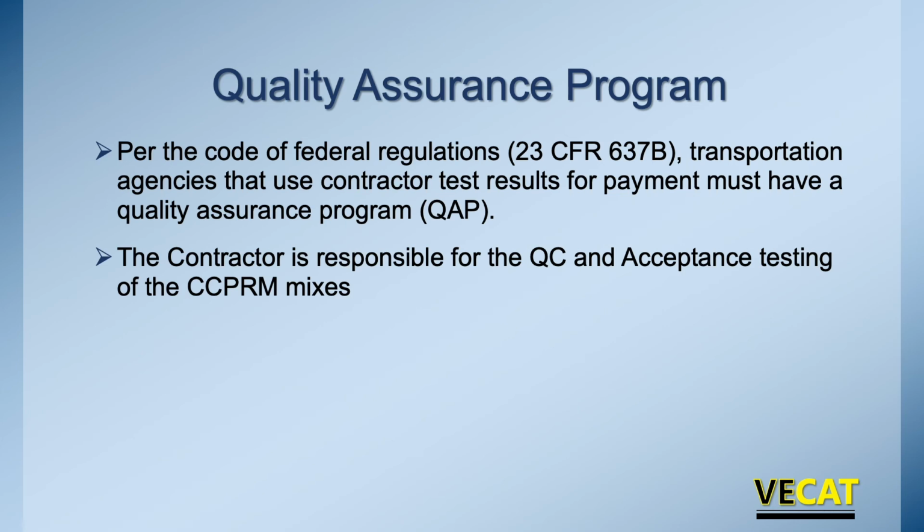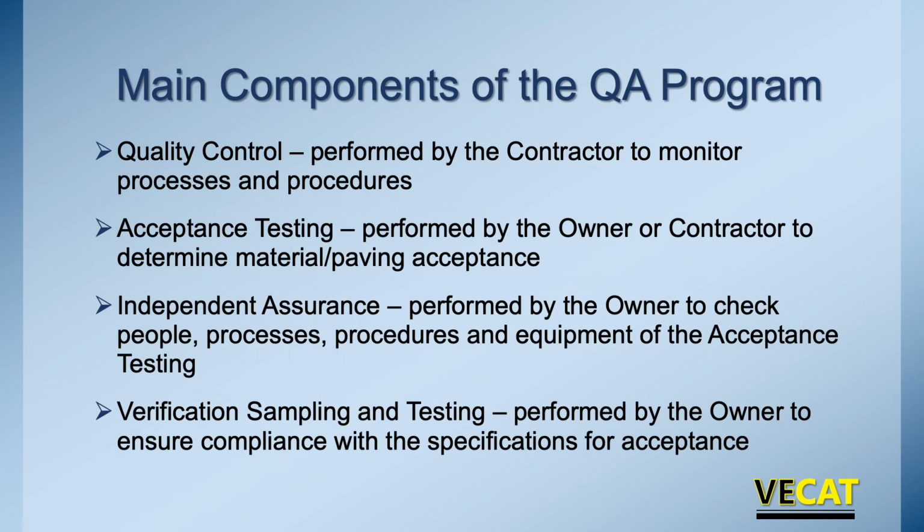that they're accurate numbers. The main components of a quality assurance program is quality control, the things that the contractor does during the production to ensure everything is going properly. The right amount of gradation is proper, moisture content, stabilizing, whatever it may be, to monitor processes and procedures as these materials are being made.